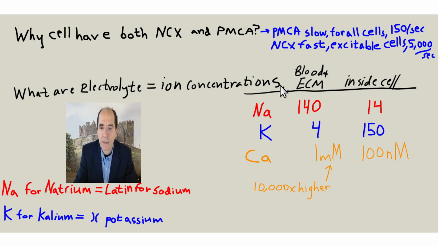So normally in the blood, in the extracellular matrix, ECM, you're going to have sodium about 140 and then about 14 inside the cell. So it's about a 10-fold difference. Okay, potassium is going to be about 150 inside the cell and about 4 outside. The more interesting thing is calcium. Calcium is like 10,000 times higher in the extracellular matrix than it is in the cell cytoplasm. So you've got to really regulate that closely or you run into problems. Na stands for natrium, which is Latin for sodium. K stands for kalium, which is Latin for potassium.